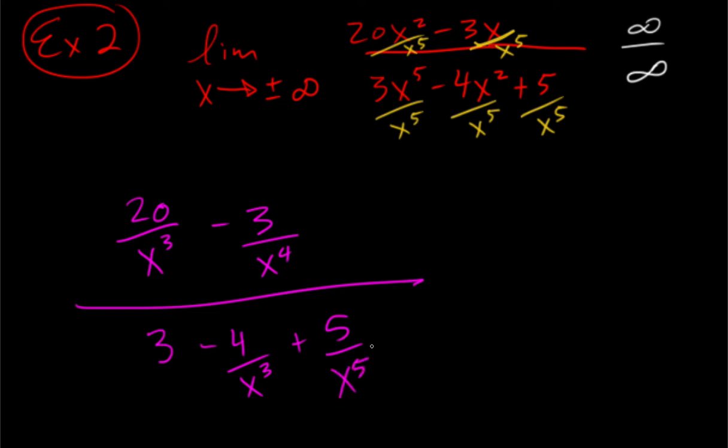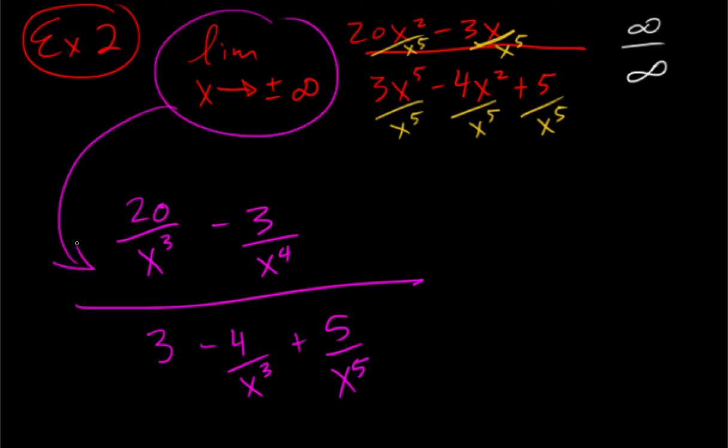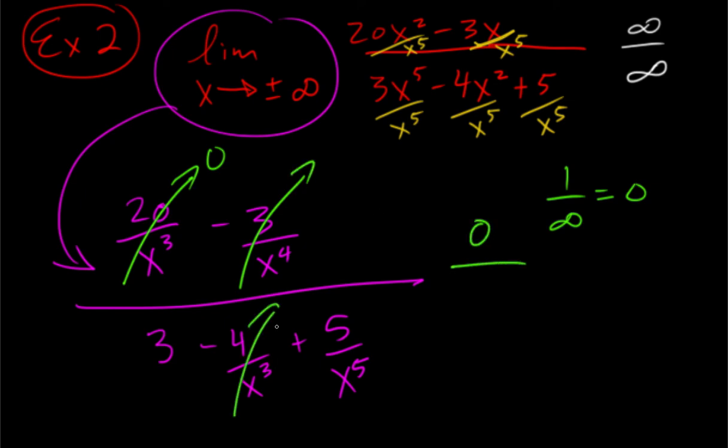Now if we apply this limit down here, if we have infinity on the bottom, we want to get used to 1 over infinity equals 0. So this just goes to 0. This goes to 0. So 0 minus 0, top is 0. On the bottom, this goes to 0, this goes to 0, and we're just left with 3. 0 over 3 is just 0.